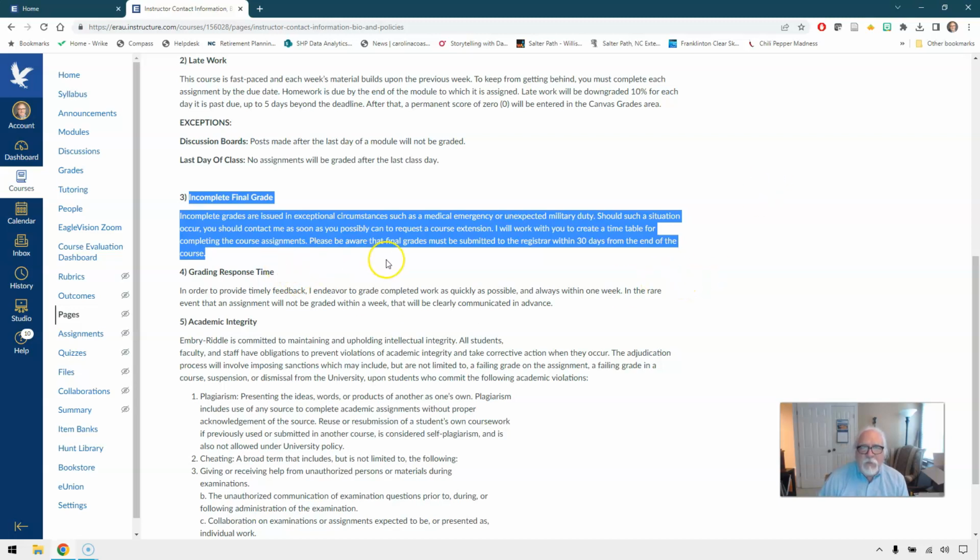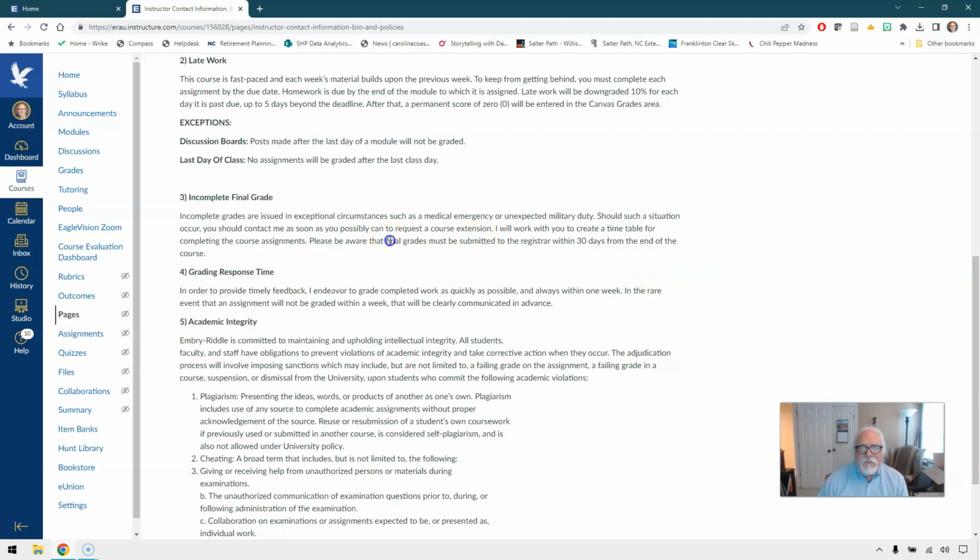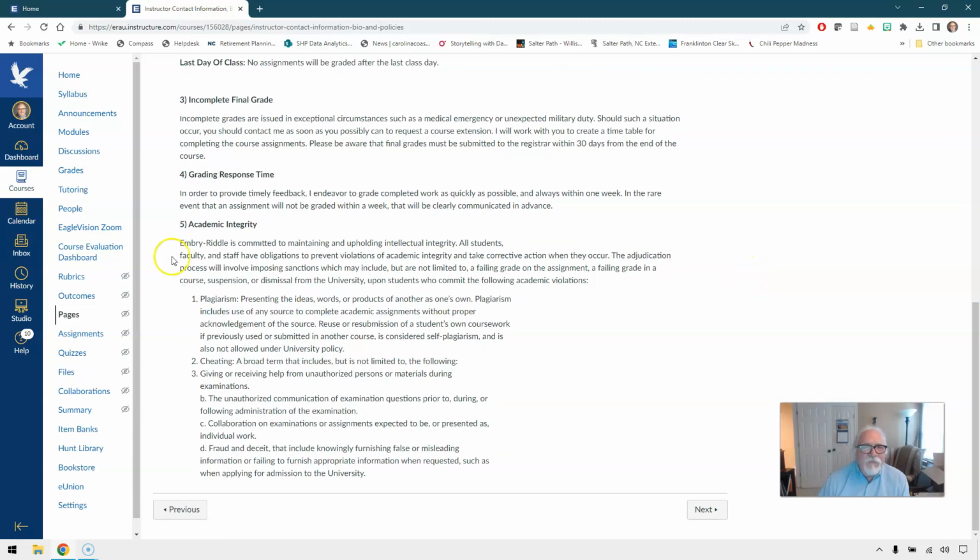And be aware, I have to submit final grades to the registrar within 30 days from the end of the course. So if you're going to be unable to get on the internet for 2 months, then that's out of my hands. I think there are places you can appeal to. Grading response time, I try to grade work within a week after you turn it in. Usually I'm much faster than that.